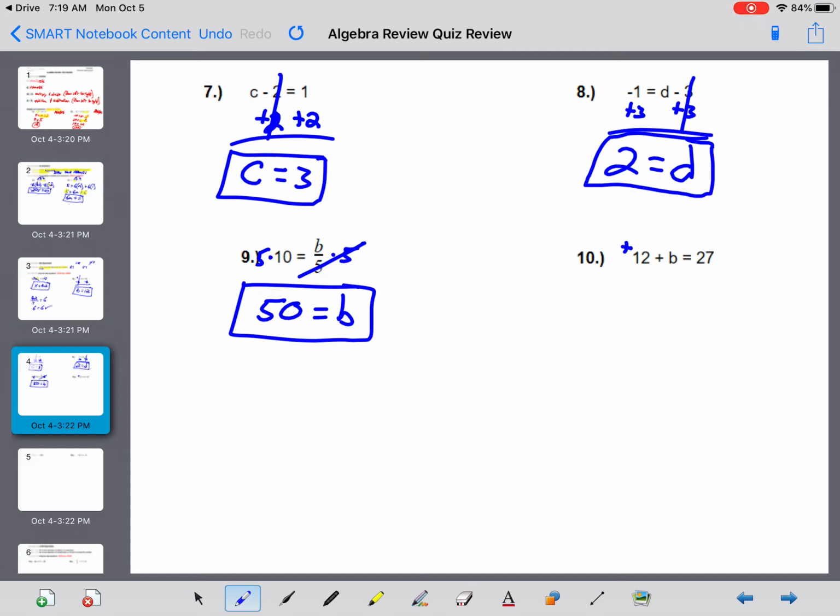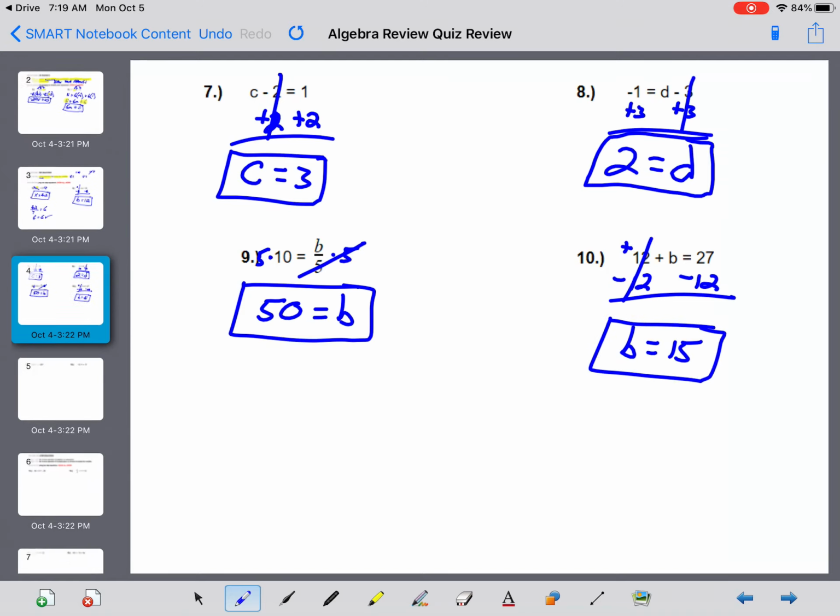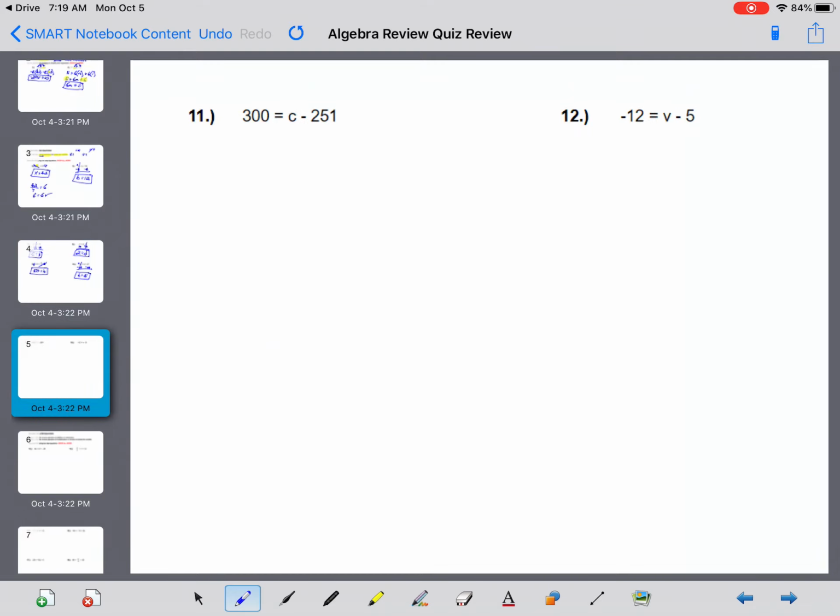12 plus b equals 27, remember this is a positive 12. You are going to subtract it. 12's cancel. b equals 27 minus 12 is 15. 300 equals c minus 251. You're going to add 251 to both sides. 251's cancel. 551 equals c.